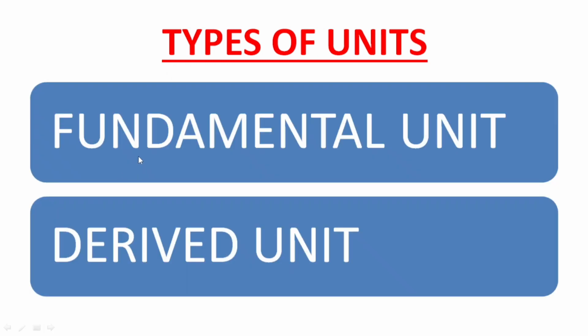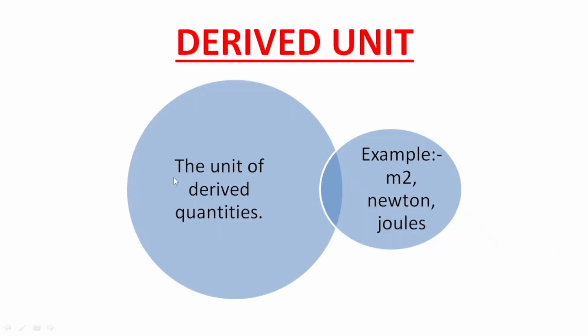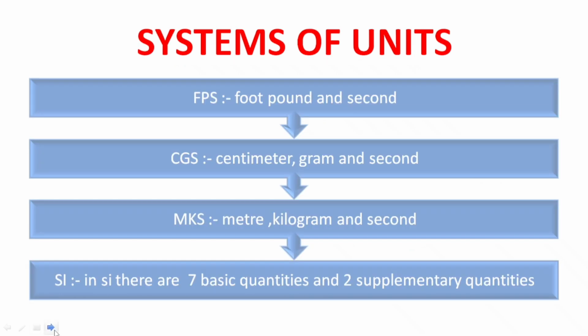The next topic is types of unit. There are two types of unit. First one is fundamental unit, another one is derived unit. Fundamental units: the units of fundamental quantities are called fundamental units, and examples are meter, kilogram, and second. The next topic is derived unit. The unit of derived quantities is called a derived unit. Examples of derived units are meter square, Newton, and joules.